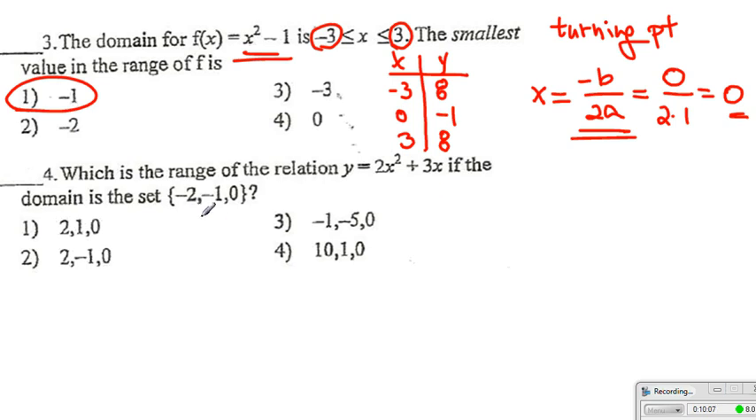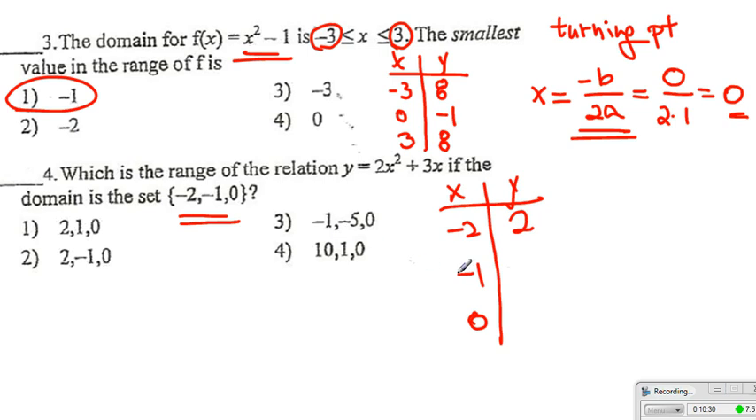Now here, this is a little bit different because they give you the domain set as particular values, -2, -1, and 0. And we actually have to plug them in. Once you plug in -2, this becomes 8 minus 6, so we get 2. When you plug in -1, we get 2 minus 3, which becomes -1. And when you plug in 0, we end up getting 0. So 2, -1, and 0, which is choice number 2.